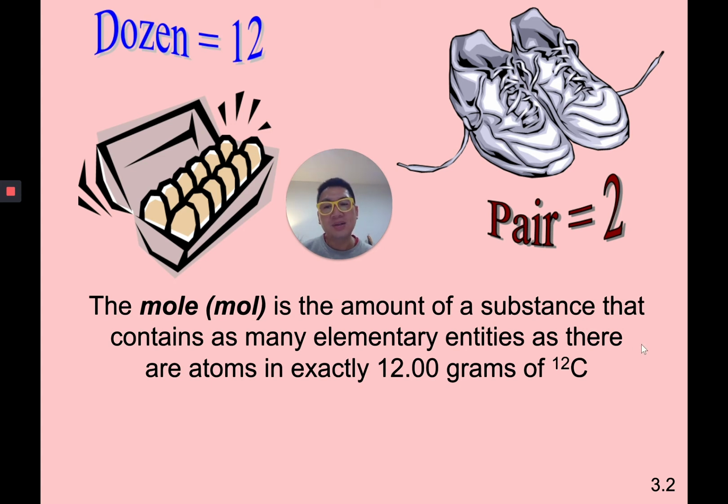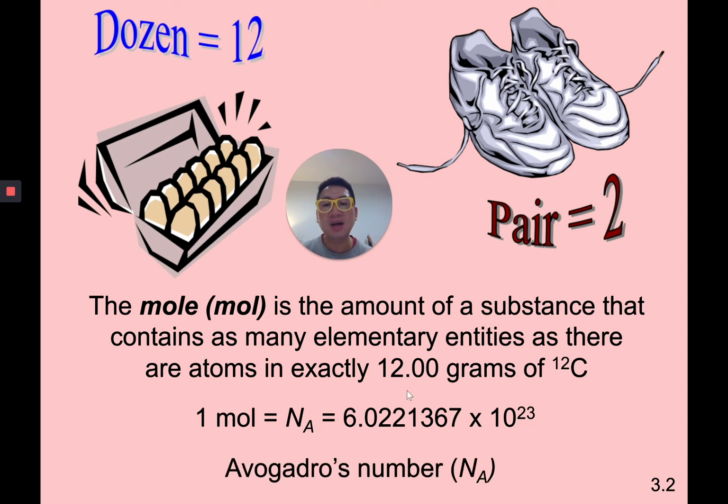You'll watch an Edpuzzle on this later, but this guy named Lorenzo Avogadro figured out how many atoms there are in exactly 12 grams of carbon-12. I don't know how he did it, but he did. What he found out was there are, in 1 mole, 6.0221367 times 10 to the 23rd atoms in 12 grams of carbon-12. That number, N for number, A for his name, is called Avogadro's number.